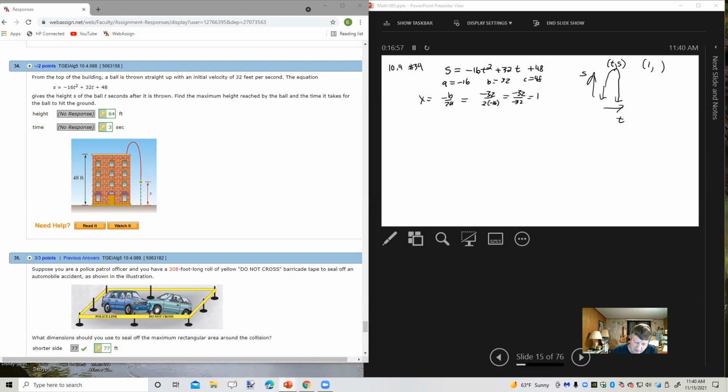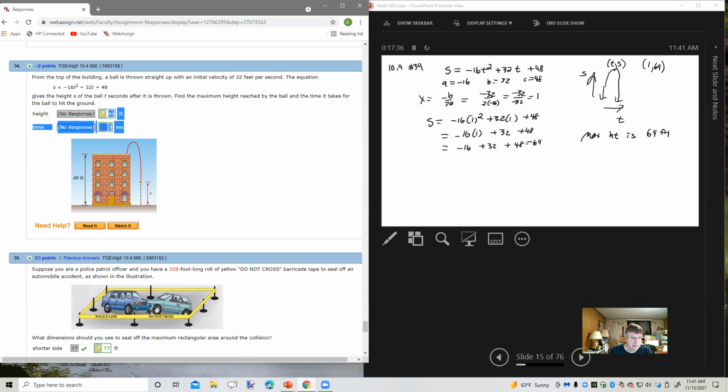What is that maximum height? Well, that would be when t is 1. S equals negative 16 times 1 squared plus 32 times 1 plus 48, which is negative 16 plus 32 plus 48, which is 64. So the vertex is at (1, 64), but it says find the maximum height. So the maximum height is 64 feet. Okay, so that's this answer right here.